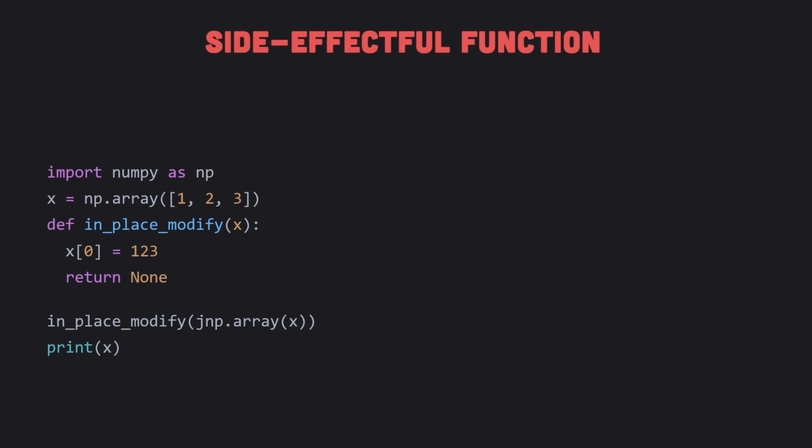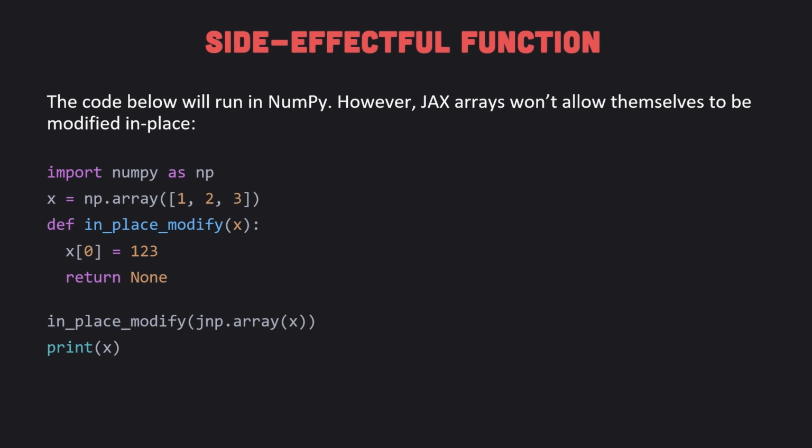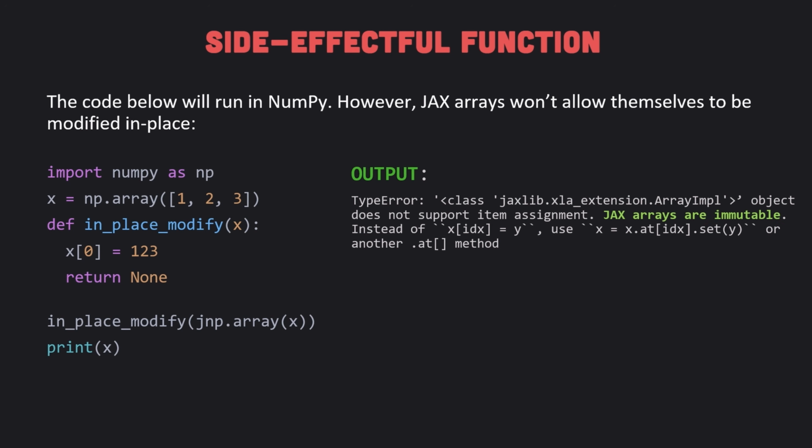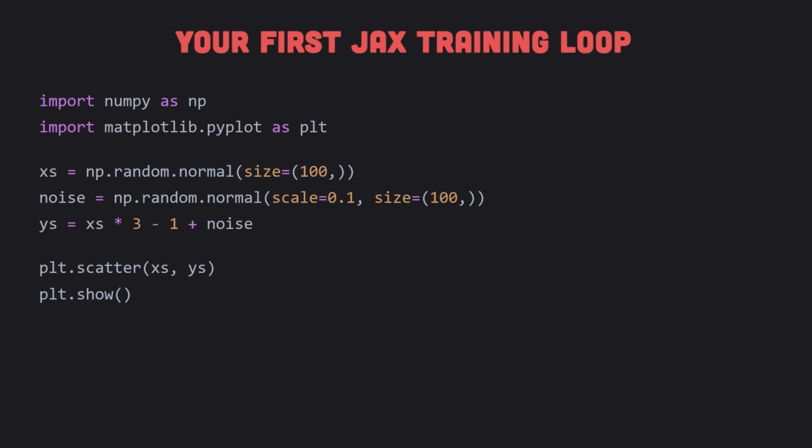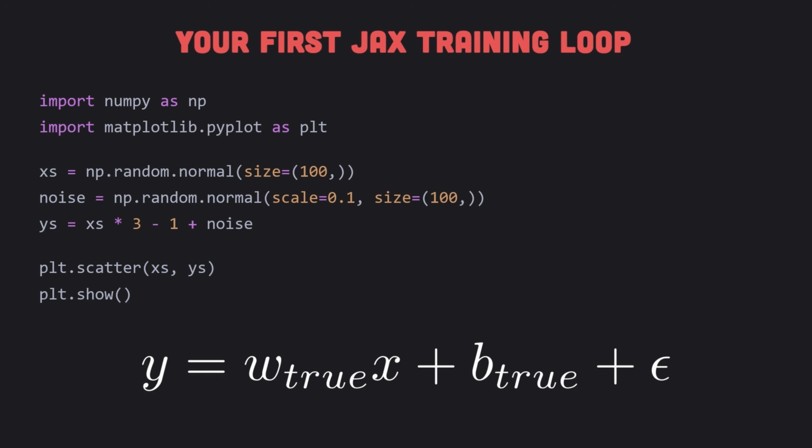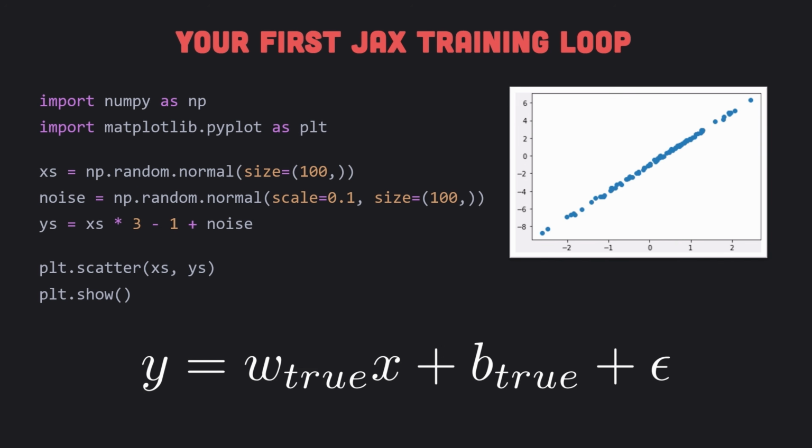In addition, you should be aware that JAX arrays won't allow themselves to be modified in place. So if you try to modify a JAX array in place, you get an error saying that JAX arrays are immutable. Now we want to implement our first training loop using JAX. For this purpose, we solve a linear regression problem. Our data is sampled according to the equation y equals w_true times x plus b_true plus epsilon. We sample our noise, which is epsilon, from a normal distribution. We can plot the equation for y using plt.scatter.